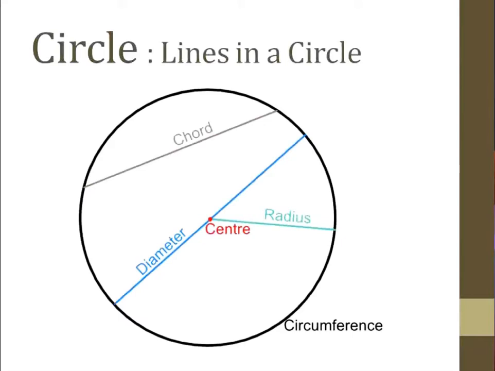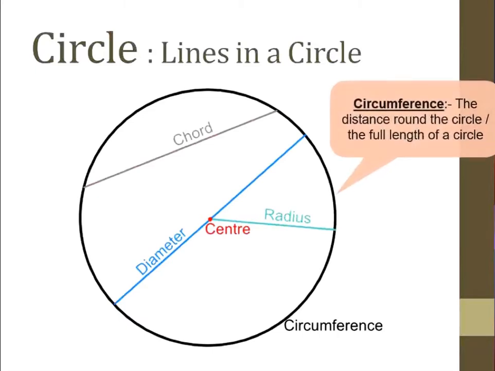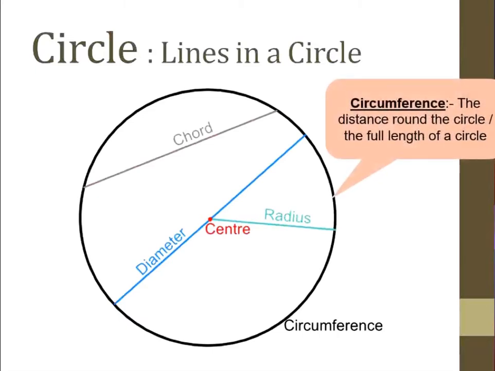Before we even start talking about the lines inside a circle, let's talk about the distance right round the circle, and we call this the circumference. So the perimeter or the entire distance right round the circle is called the circumference. This is the line that you're seeing in black.